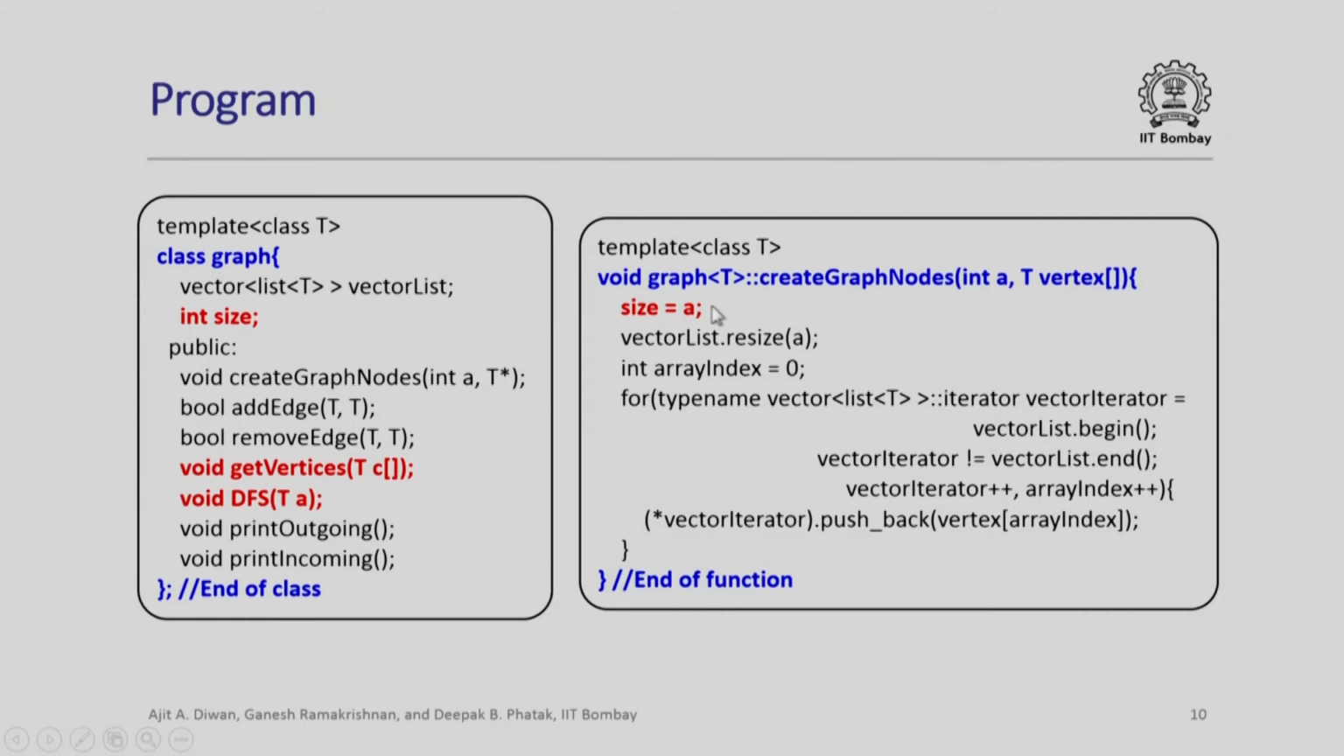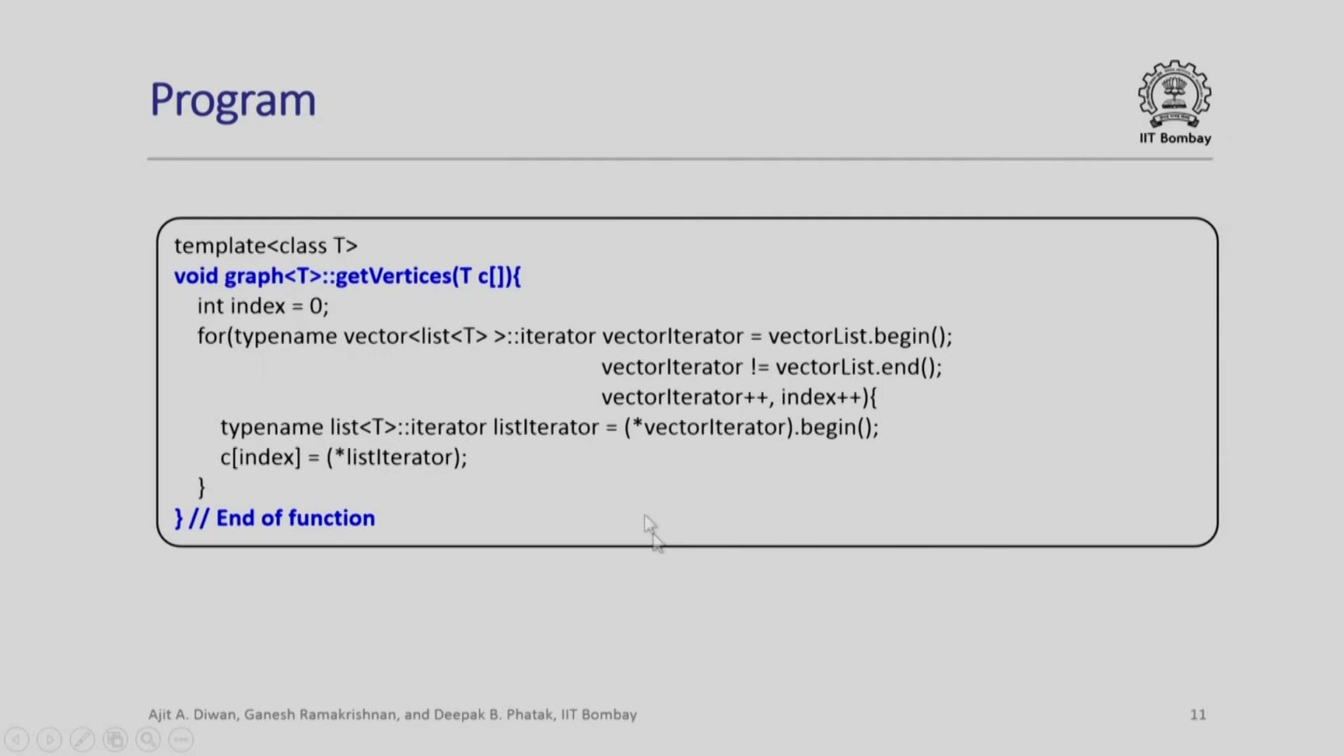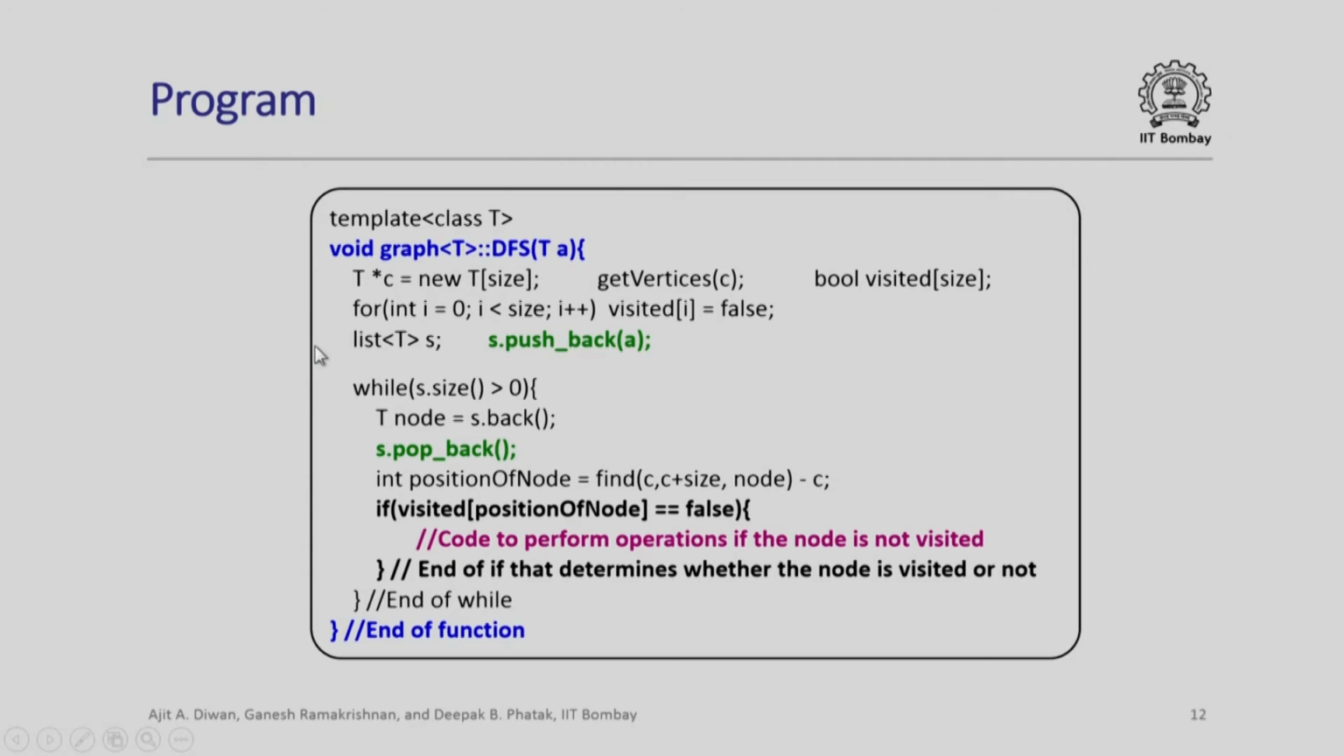Look at this, the only change here in the create graph nodes and other things is size equal to A, which we capture based on the input that we have been given. Next, let us look at get vertices. We are already familiar with this, it will get all the vertices through the iteration. Next, let us look at DFS. This is the main depth first search function.